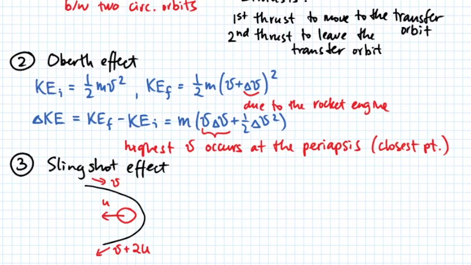The greatest example of the slingshot effect is space mission Voyager 1. It used slingshot effect from Jupiter and Saturn to leave the solar system.